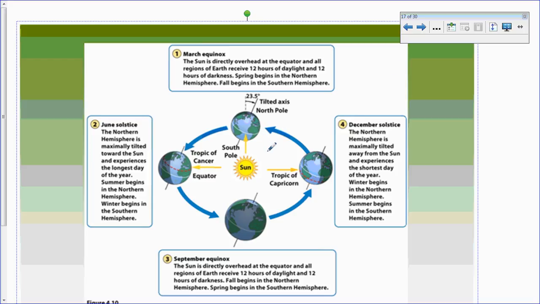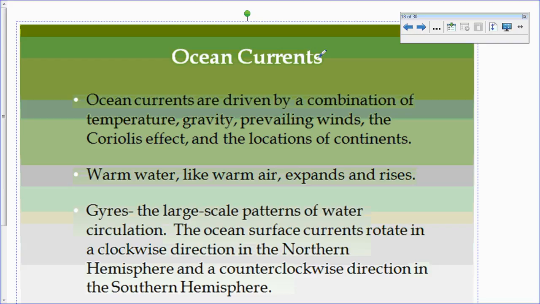Okay, so here you can kind of think about this. Here's our spring, here's our fall. These are the March and September equinoxes. Look here, we're getting kind of an equal amount of sunlight. Not really too many extremes here. You can see the northern hemisphere is pointing directly into the sunlight here, so this is going to be like our summer. Okay. Ocean currents. Let's talk about currents real quickly.